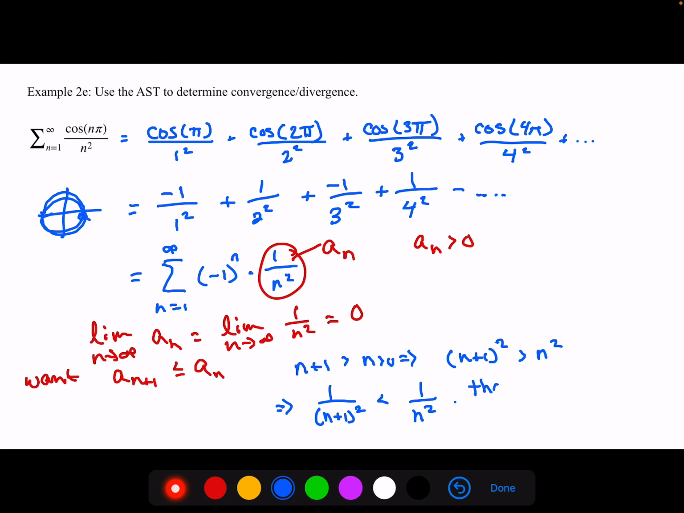That is, a sub n plus 1 is less than a sub n. So, by the alternating series test, since the limit of a sub n goes to 0 and a sub n plus 1 is less than a sub n, we can conclude that the sum of cosine of n pi over n squared converges.